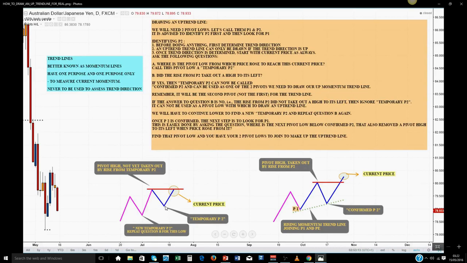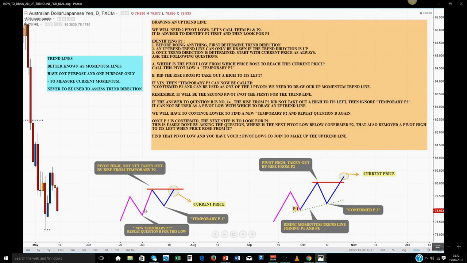Now the next question to ask is, when price rose from temporary P2, did it take out a pivot high up and to the left of itself? In this scenario, the answer is no. So this temporary P2 could not be confirmed, and so we can't use it to draw our uptrend line, because the rise from this temporary P2 did not take out this high. Okay, so we have to ignore this one and go lower and repeat the process again.